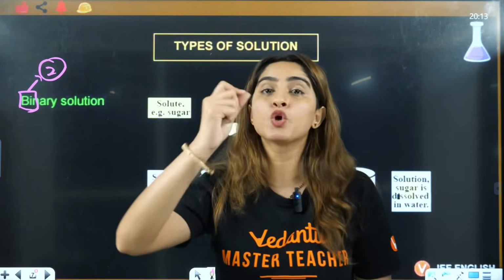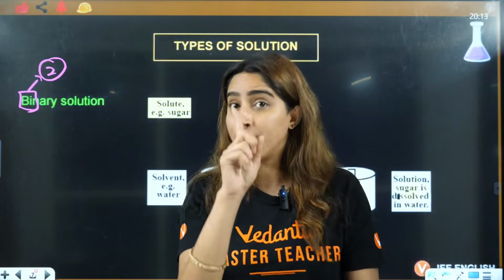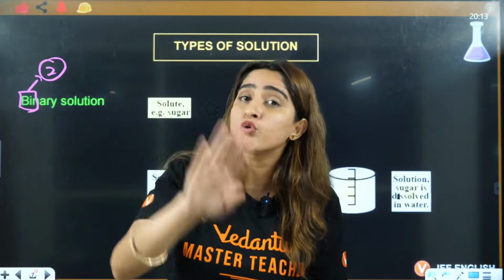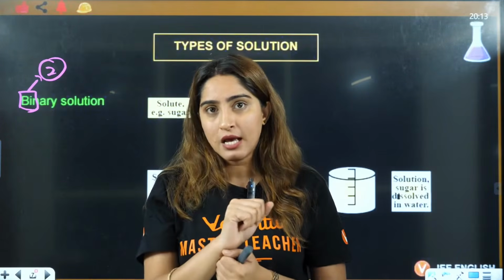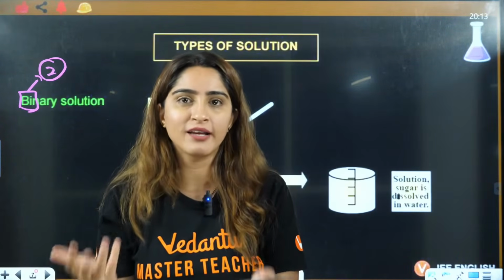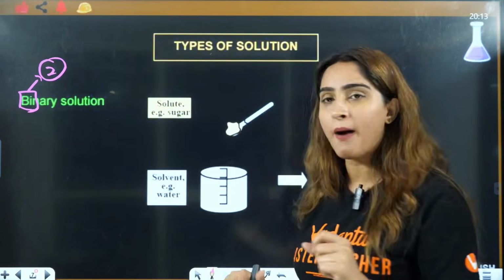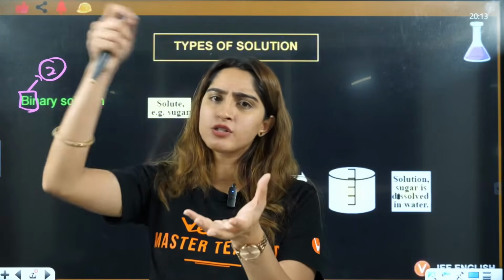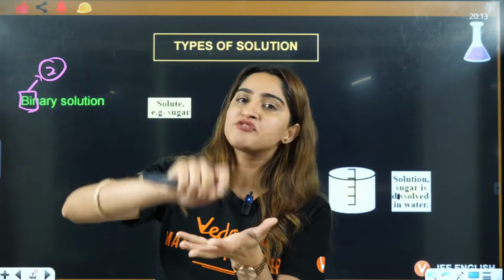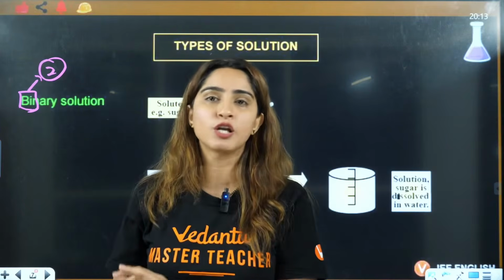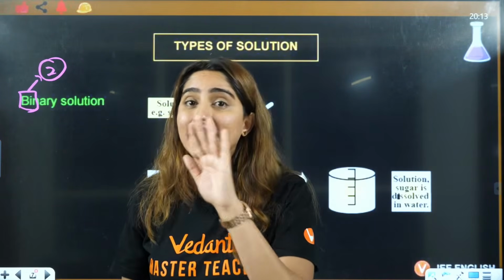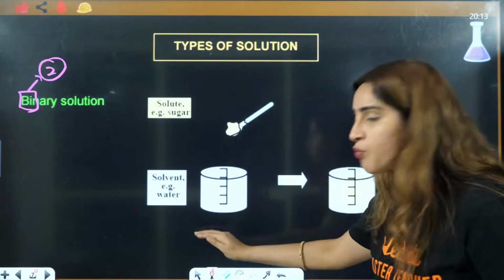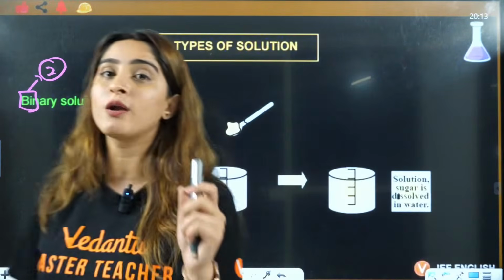So, always you will have one solvent in a solution, but maybe you will have one solute, maybe you will have 2 solutes, maybe you will have 3 solutes, right? This we do daily in our kitchens, right? If you talk about, ma'am, what is binary solution? If you have solvent and one solute, that means you have water and you have sugar, you are mixing it, that is a binary solution. You are not mixing anything else here. So here you have just one solvent and one solute, that is called binary solution.